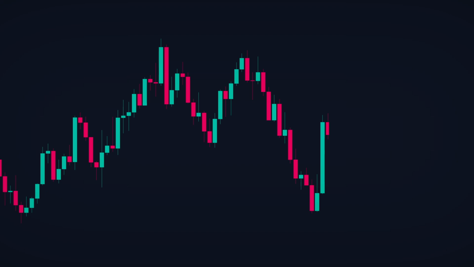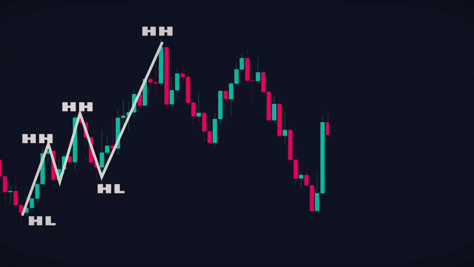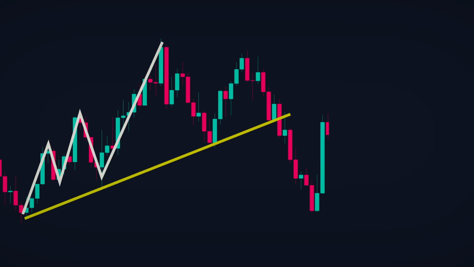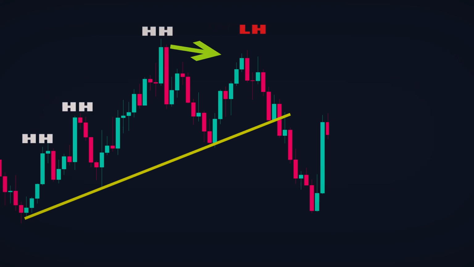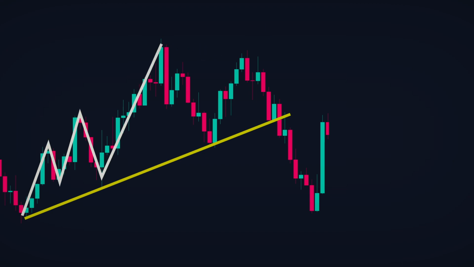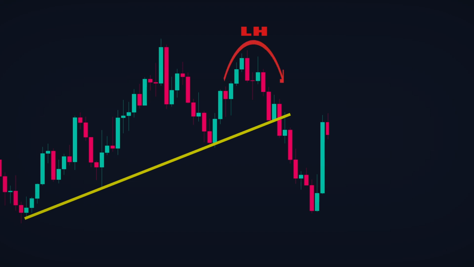Now, let's understand how trends change. Currently, the market is in an uptrend because it is forming higher highs and higher lows while moving forward. We have drawn a main trend line below the candles. However, we notice that the price failed to make a higher high and instead made a lower high, indicating a loss of momentum. In an uptrend, if the price makes a lower high, it could signal a potential trend reversal.